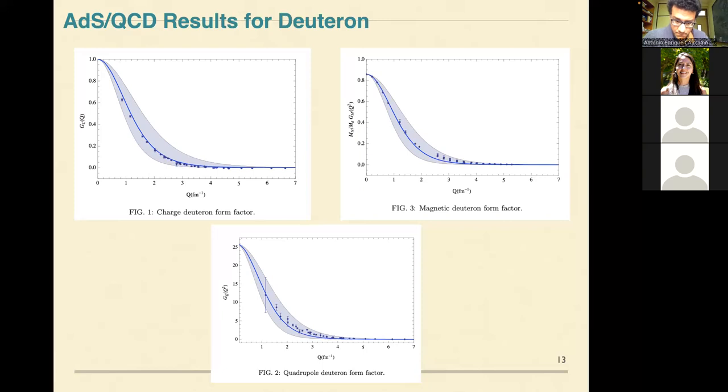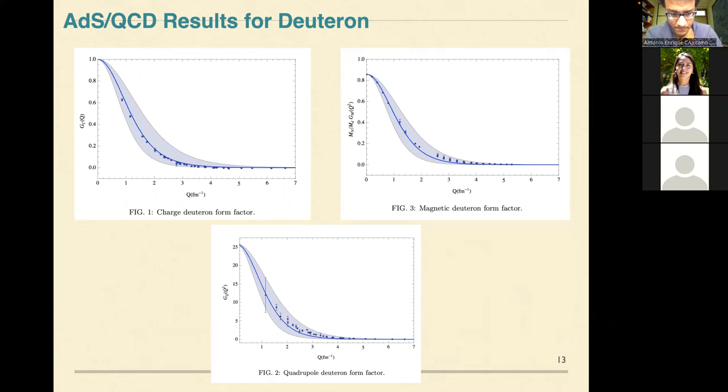For me, it's amazing. I don't know any other approach in nuclear physics that can give you these results for the deuteron form factors. Usually the deuteron form factors are obtained in very complicated models with a lot of interactions and everything. And this is very simple. It's very simple. I must say that I don't really understand why it works so well.